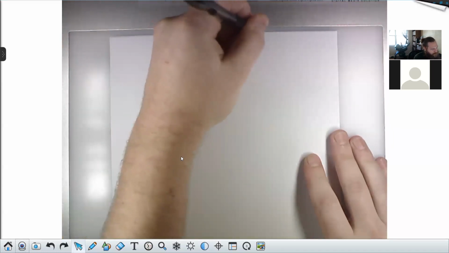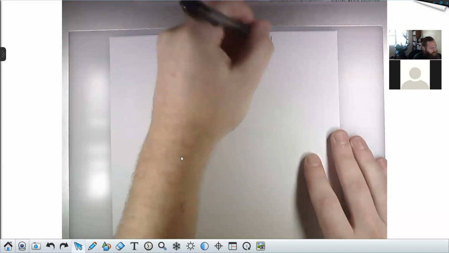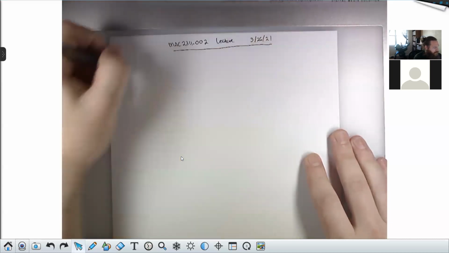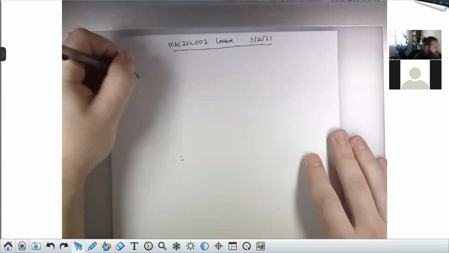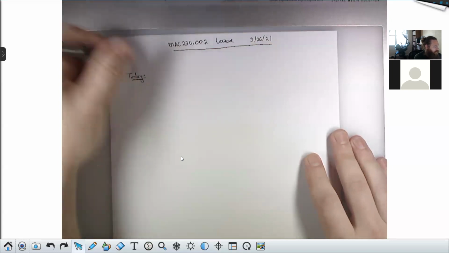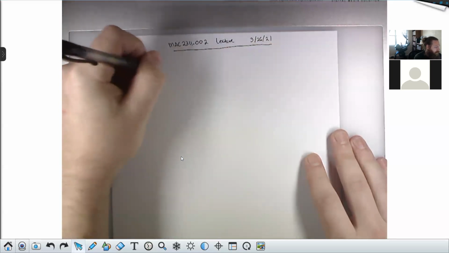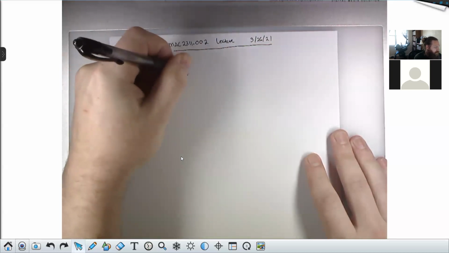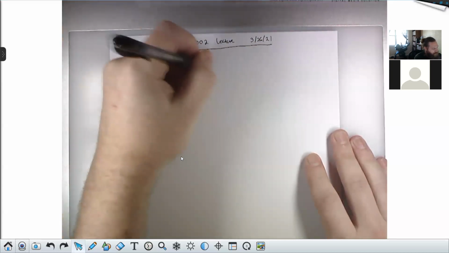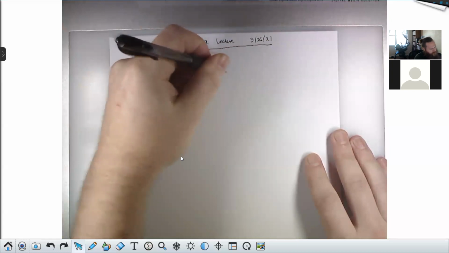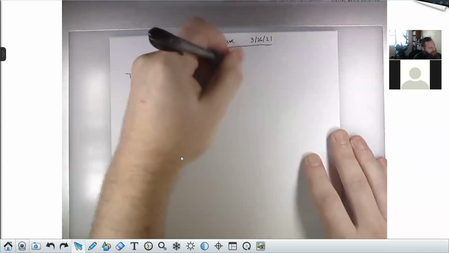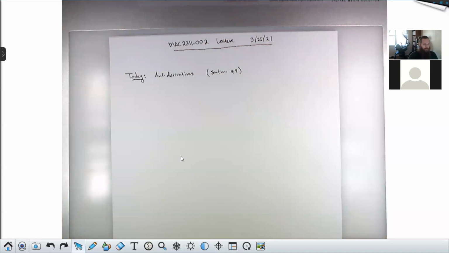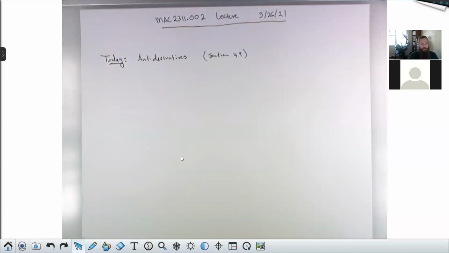Today is the 26th of March, 2021, I believe. And today we're going to talk about antiderivatives, which, believe it or not, is section 4.9. So we're going a little bit out of order here, but believe me, it's the right thing to do.